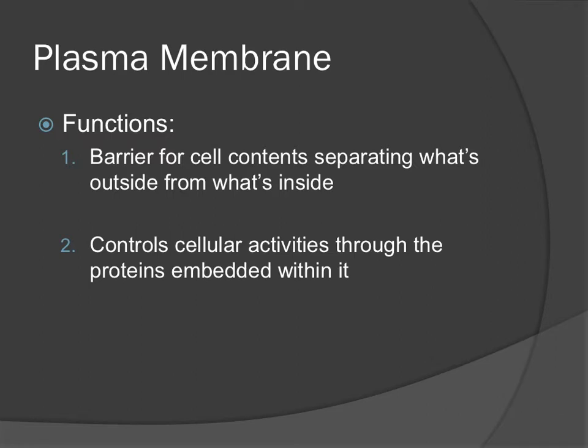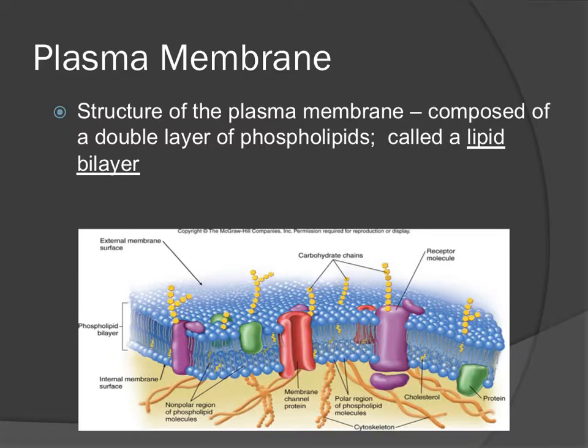So the cell's outer membrane is made up of two layers of phospholipids, and again with embedded proteins within it. So it separates the contents of the cell from what is in the outside environment. It regulates what enters and even exits the cell. So the plasma membrane is very, very important for our cell.